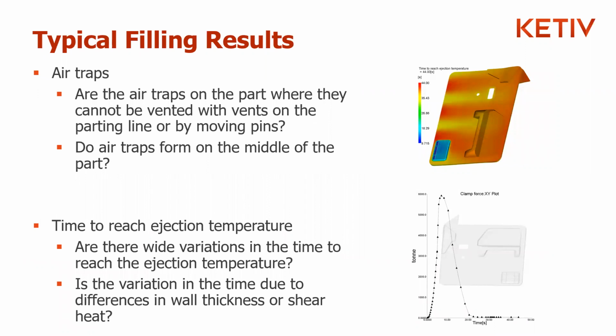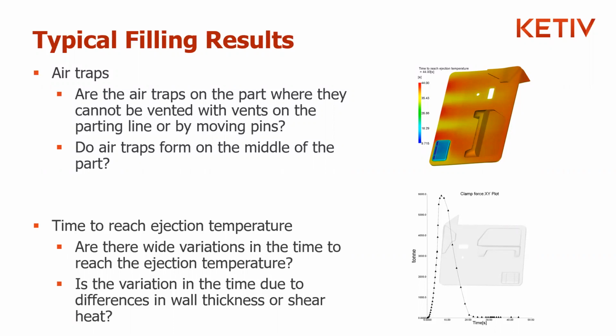Similarly, if you're looking at air traps, again, are they going to be in areas where there are no vents, or do they form in the middle of the part? That's obviously a big red flag, so that's something to address. Time to reach ejection temperature, again, is a variation in the time that it takes the part to reach ejection temperature. Is that too much? Is that a really high amount of variation, or what is that variation due to? Is it just shear heating, or is it due to wall thickness issues? We get to answer these questions through a lot of different approaches, different tools that we have at our disposal, and that's the point of this.